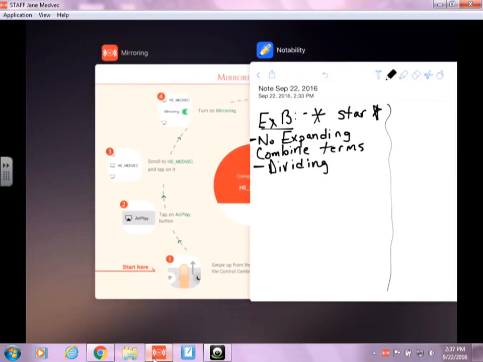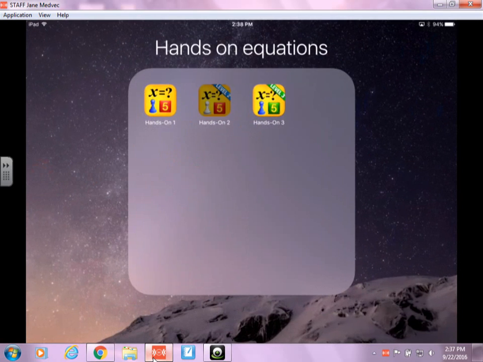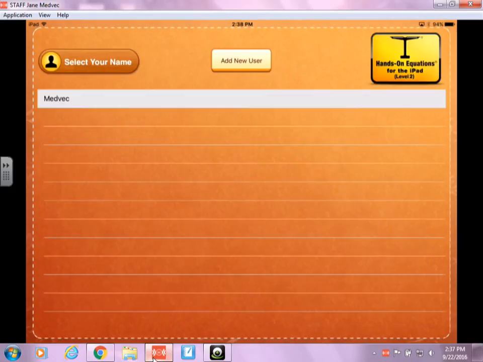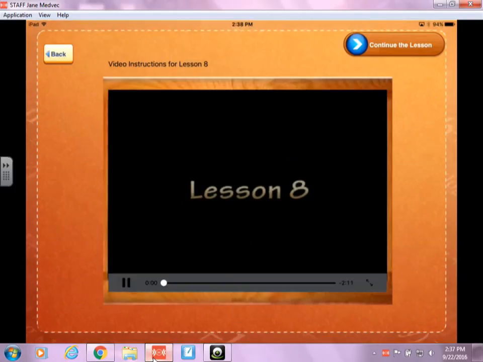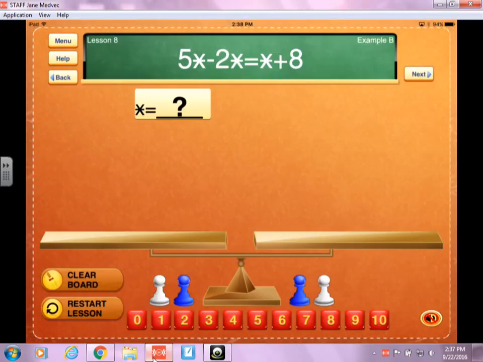Now let's take a look at example B in my app. Again, app 2 says level 2. It's right there. You're going to notice that it opens up very similar to the other one. When you get to the video, we're going to pretend to watch it like it's the best thing since sliced bread. It's amazing. And we're going to move on. Now, you're going to notice this is the problem. It's 5 star. You can write this down as the problem. 5 star minus 2 star equals star plus 8. So write this down.